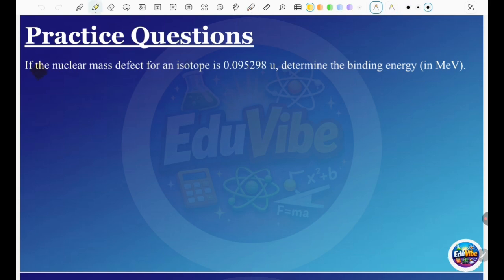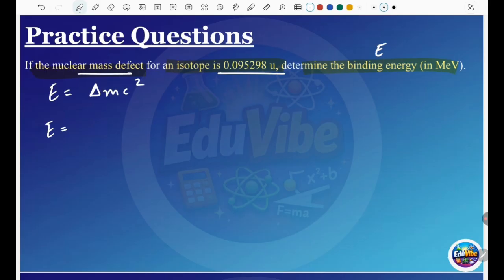The question says: if the nuclear mass defect of an isotope is 0.095298 u, determine the binding energy in MeV. Basically, the binding energy means we have to find the energy. So we find the energy from the Einstein equation, where E is equal to delta m c squared. We have the mass defect, but we want this in kg. This is in u.